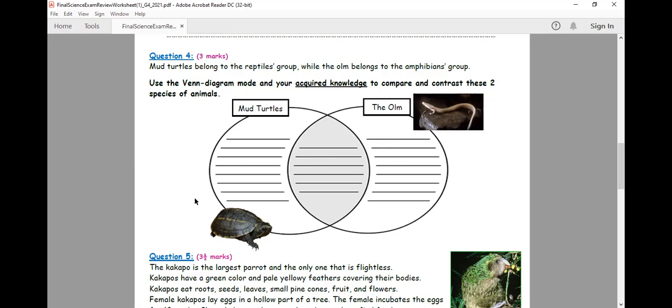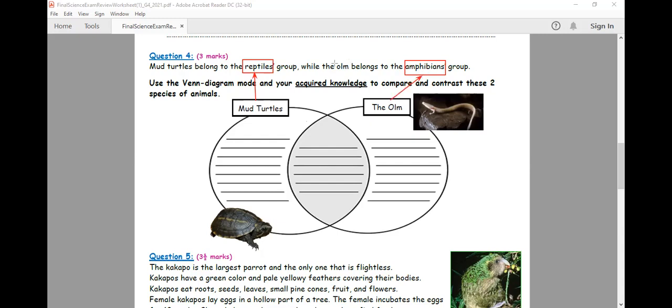So I'll start with question number four. As I said in class, guys, we do not care for the name of the animal. What's important is the group that the animal belongs to. So we are comparing a reptile and an amphibian. And we know everything about reptiles and amphibians. Mud turtles are reptiles, while owls are amphibians.